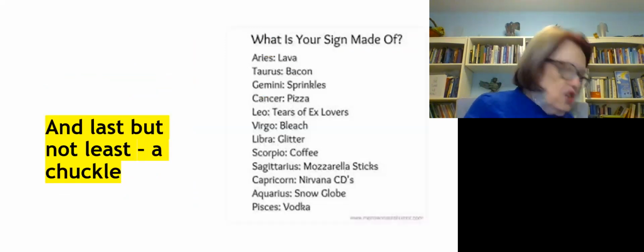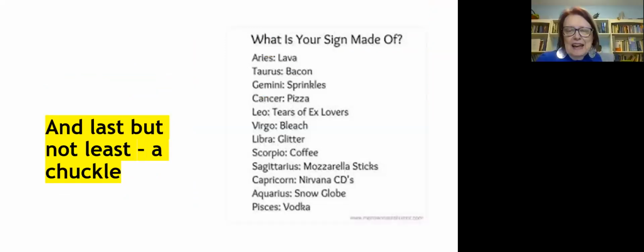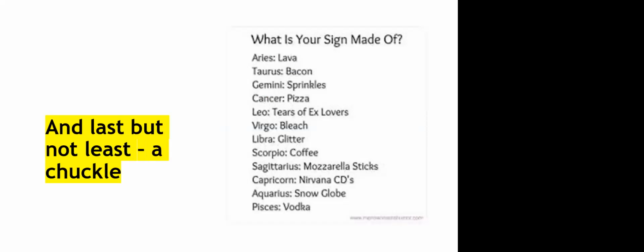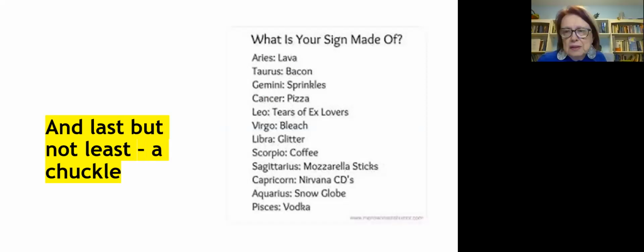And I always like to throw in a chuckle at the end. Today Aquarius might very well be a snow globe, because it's minus 24 centigrade where I live, with a wind chill that takes it to minus 36. So this is definitely the frozen north at this point in time.